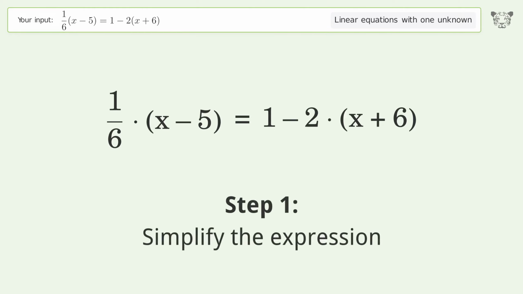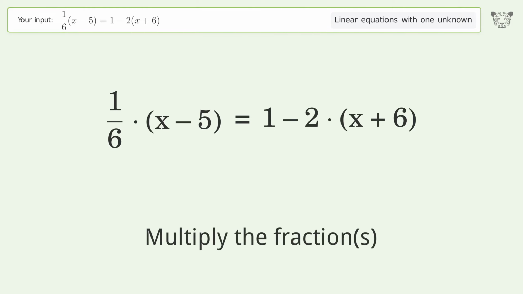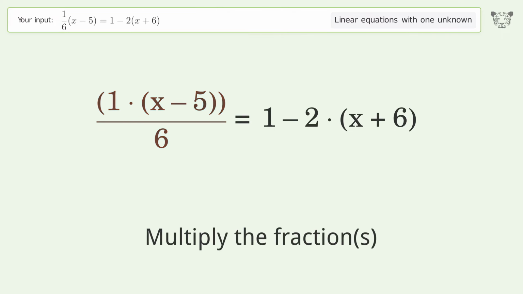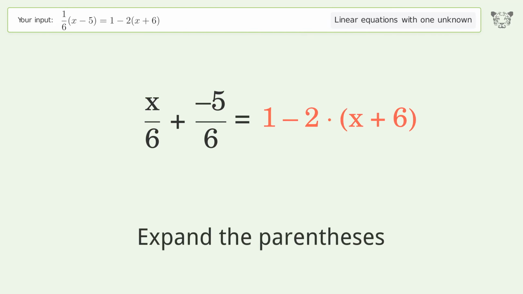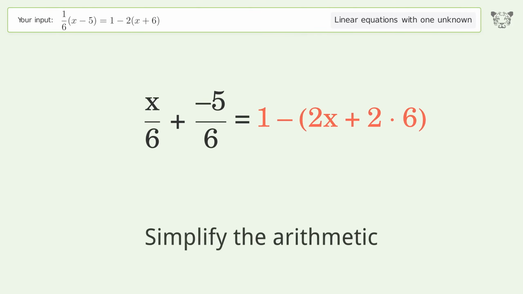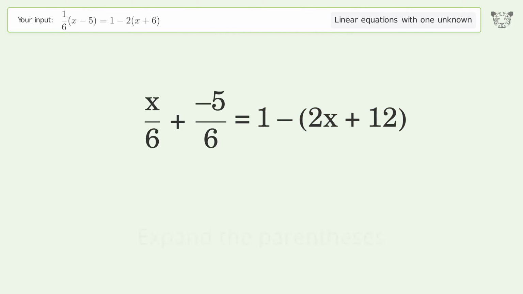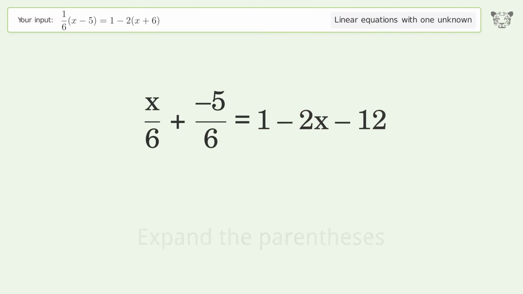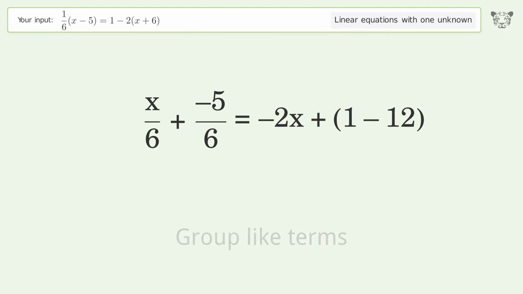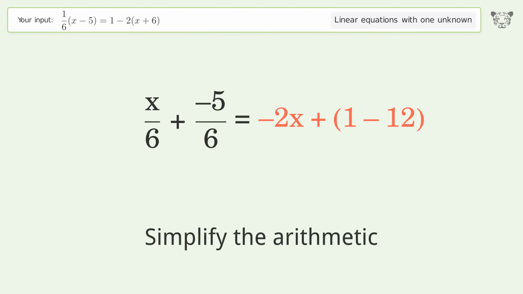Simplify the expression. Multiply the fractions. Break up the fraction. Expand the parentheses. Simplify the arithmetic. Expand the parentheses. Group like terms. Simplify the arithmetic.